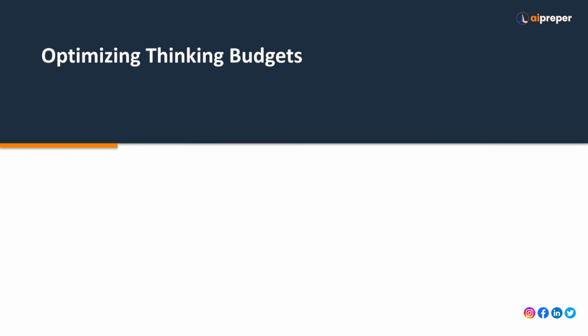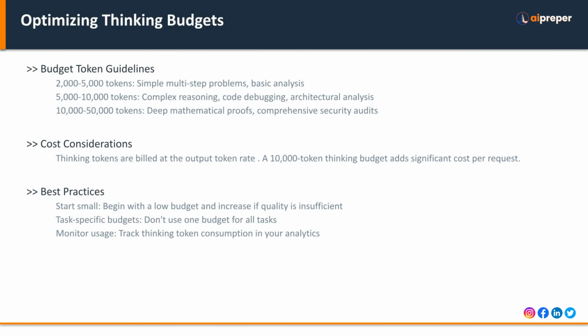Module 1 focuses on optimizing thinking budgets within Claude and Anthropic systems. Thinking budgets help manage complex reasoning tasks. Start small with budgets, increase if quality is lacking, and assign task-specific budgets. Keep in mind that thinking tokens are billed at the output rate, which can increase cost significantly.